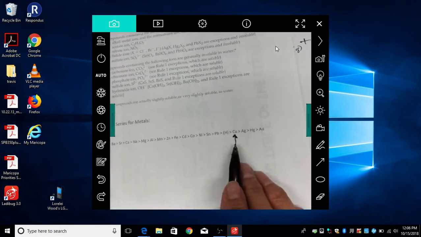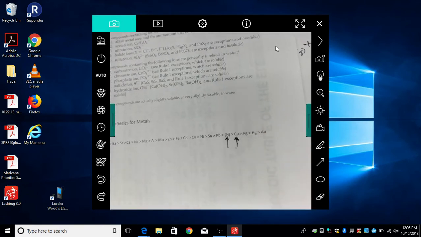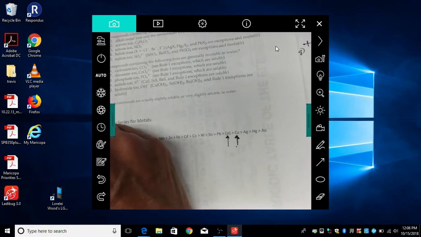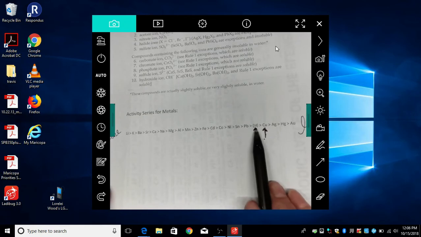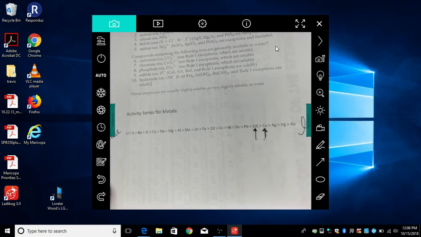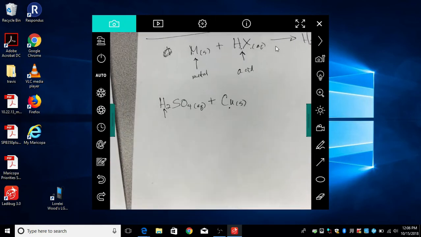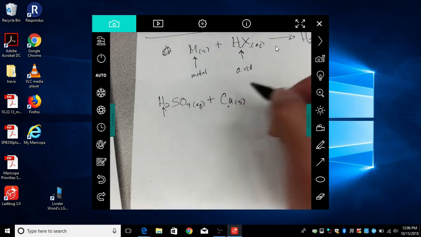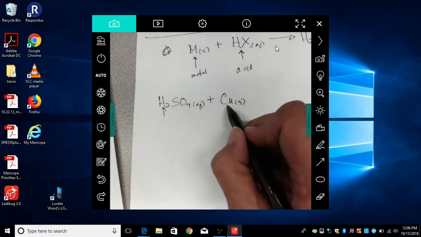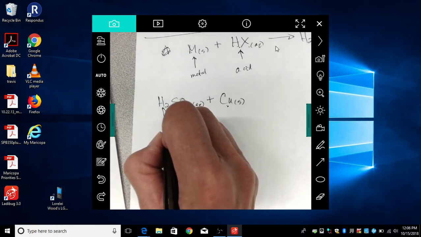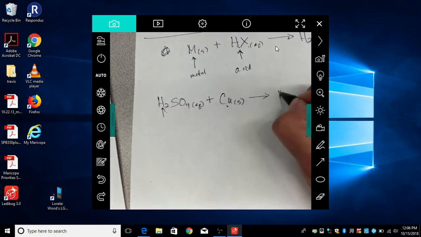All right, there's our metal. There's hydrogen. Since this is more, this is less, right? Who's more active? Hydrogen or the copper? Hydrogen. So is that reaction going to take place? Nope, it will not. Hydrogen is more active. This has to be more active than the acid does. So that would be no reaction.